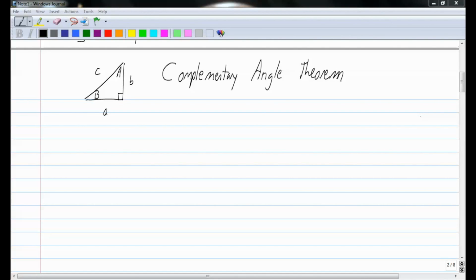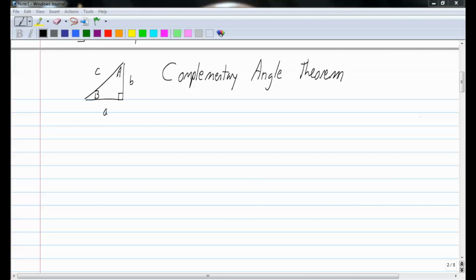Alright, if we do have a right triangle, we know this angle measure is 90 degrees. The three angles inside of a triangle have to add up to be 180 degrees. So that leaves 90 degrees for these two angles here, A and B. So A plus B must be equal to 90 degrees. So that means they're both less than 90 degrees, each one is.